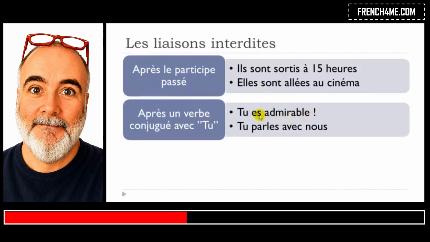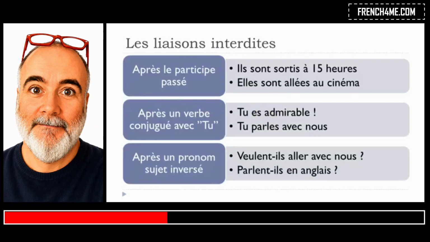All right, and in that case, well, don't make the liaison, okay. Tu es admirable, and it will be exactly the same thing here. Tu parles avec nous, so no liaison here between parles and avec, okay? Tu parles avec nous. All right, so that's the rule when you've got a verb at the tu person, okay? So second person of the singular, don't make a liaison after the verb, all right?